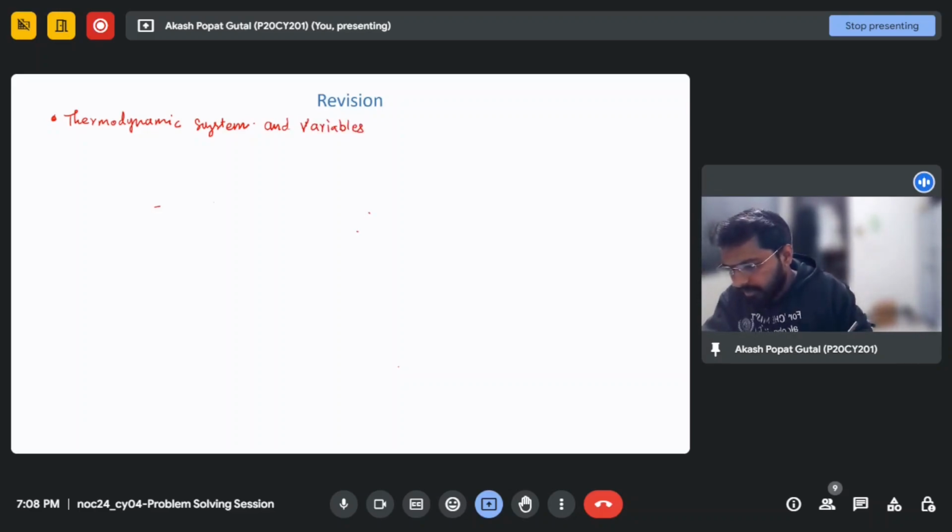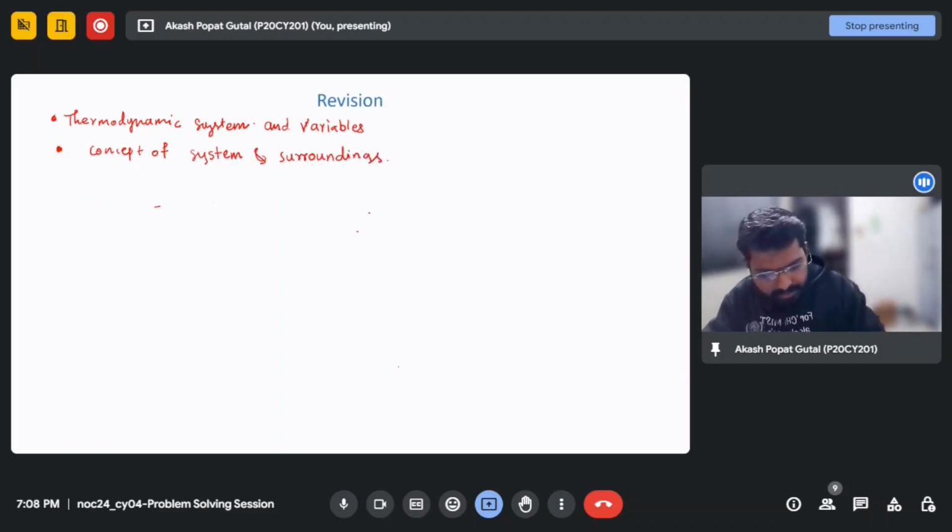And then we have also seen the concept of system and surrounding, such that we have seen the isolated, open, and closed types of system.